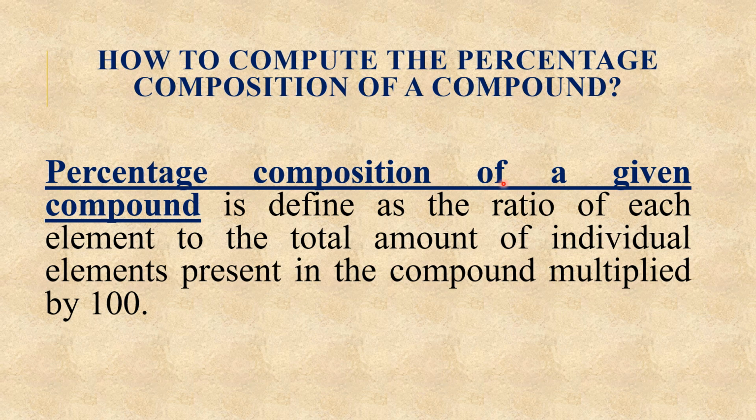Percentage composition of a given compound is defined as the ratio of each element to the total amount of individual elements present in the compound multiplied by 100. Okay?